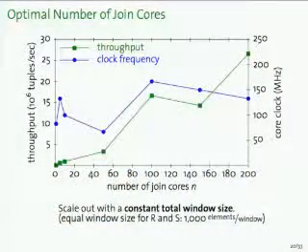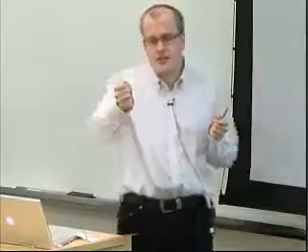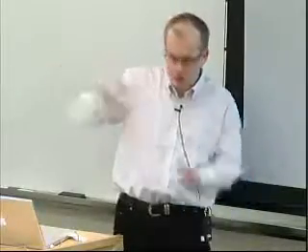The other thing we were looking at is what the optimal number of cores is. Assuming we now keep the window size constant and just vary the number of cores, does it make sense to have many cores? Yes, because then the partition per core is small, and we have many cores working in parallel on the same window, so we get high throughput.